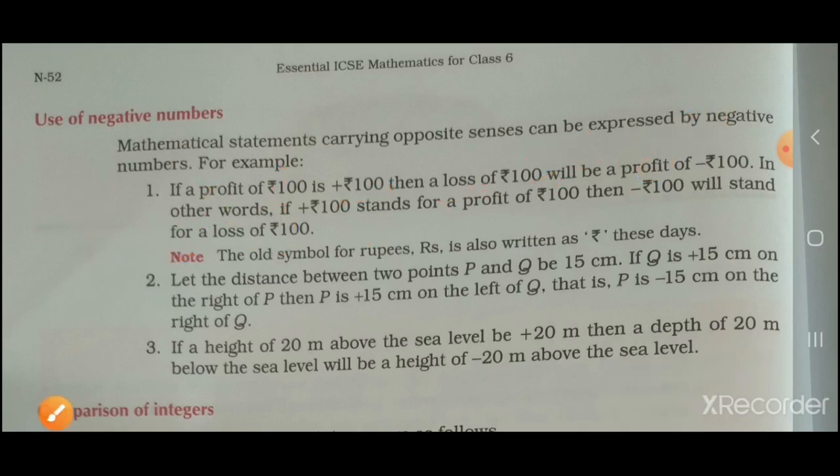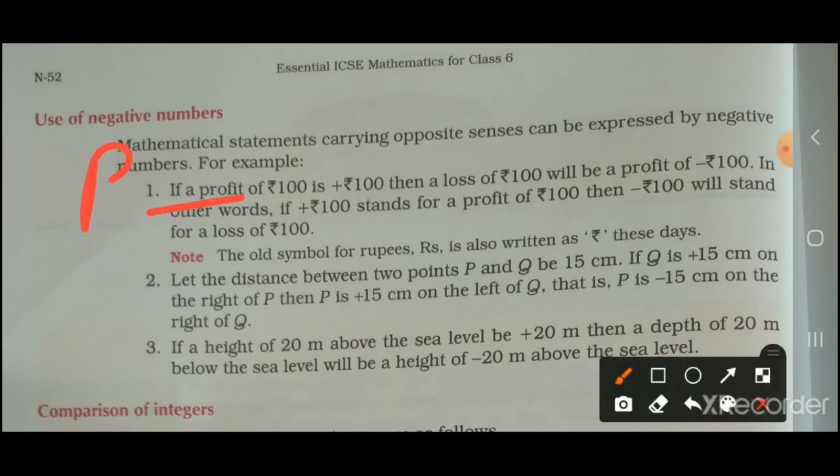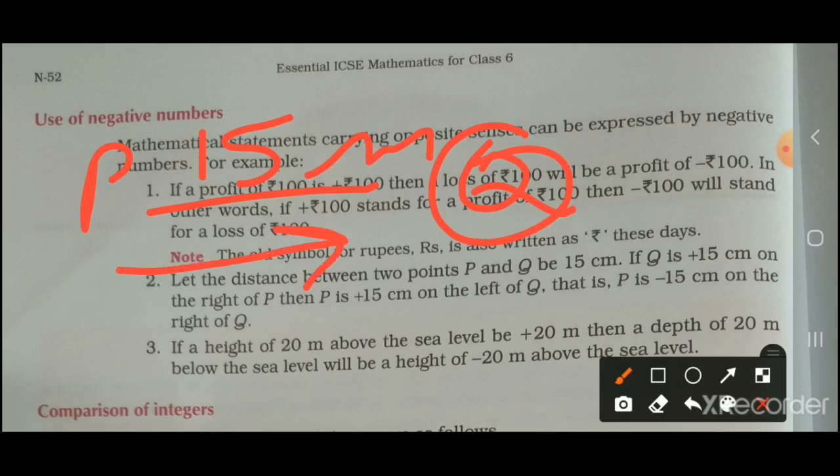Distance. If we are measuring a distance between P and Q, total distance is 15 meters. If we are measuring this from P to Q, we are moving towards the right hand side. It means we will write plus 15 meters. This is the distance from P to Q.